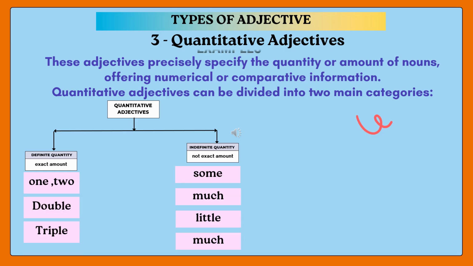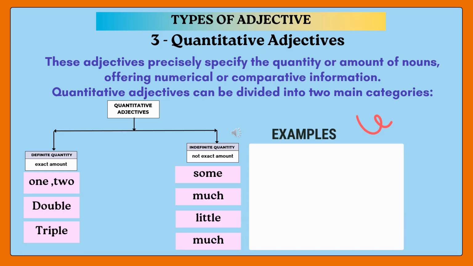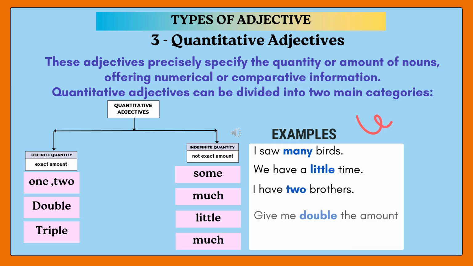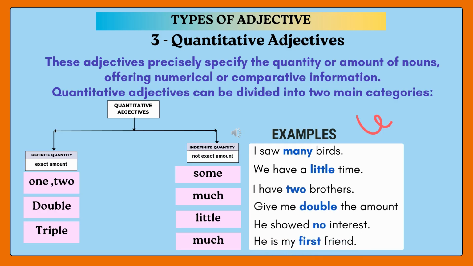Second, we have indefinite quantity, which gives a general, not exact, amount. For example, I saw many birds. We have a little time. He showed no interest. Whether definite or indefinite, these adjectives help us understand exactly how much or how many we're talking about.